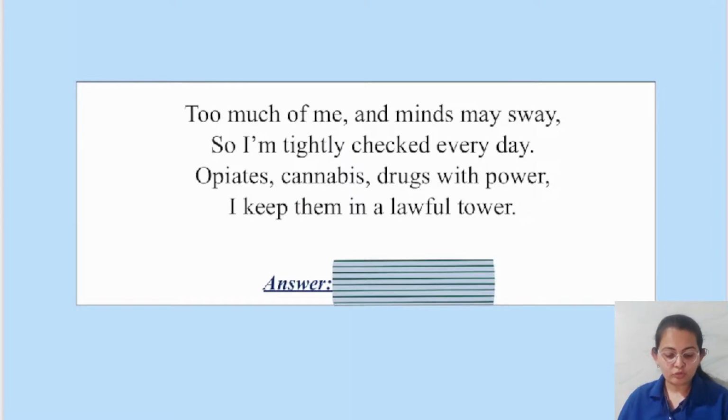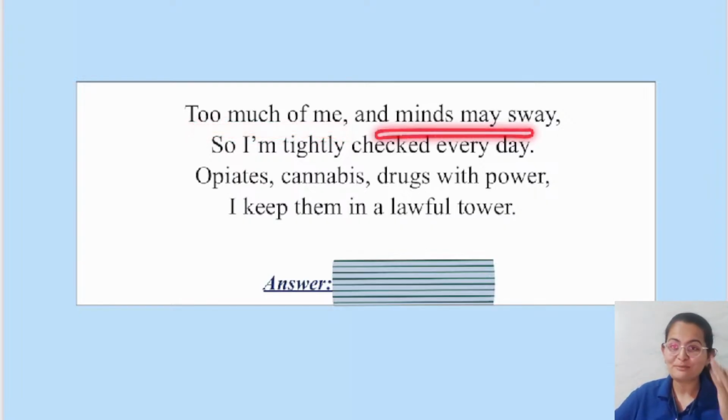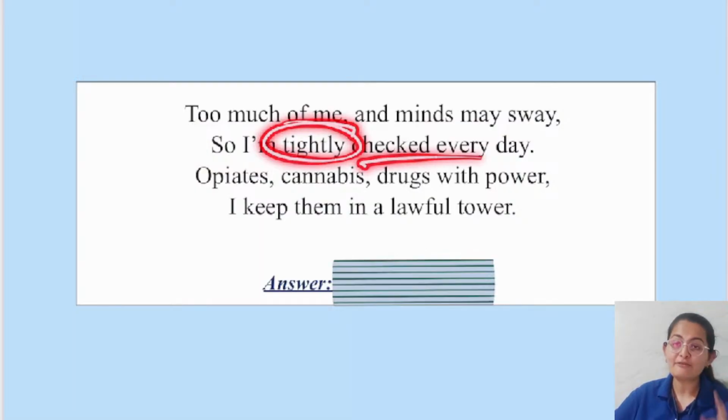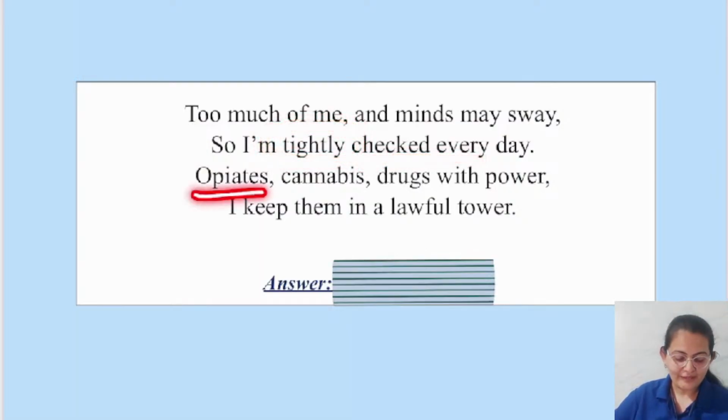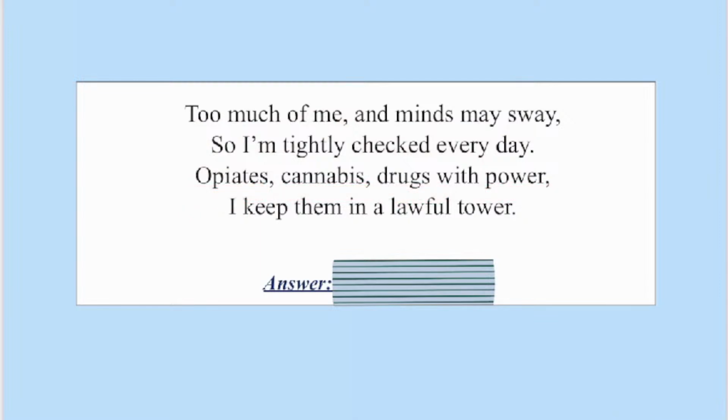The next act is Too Much of Me. Now, a very interesting act. Too much of me and minds may sway. So I am tightly checked every day. Opiates, cannabis, drugs with power, I keep them in lawful tower. Very easy, directly written in the riddle. Still you can answer what it is talking about. Too much of me, in the sense that if you go in excess, then your mind will go away.